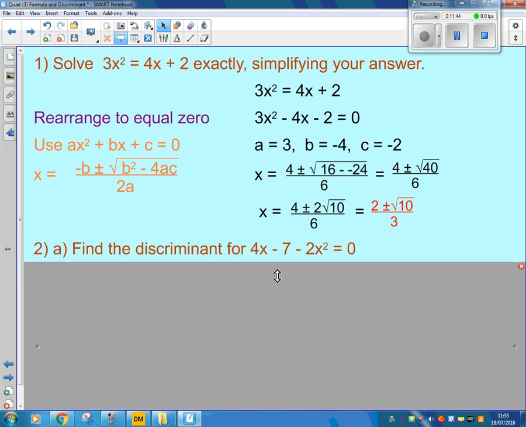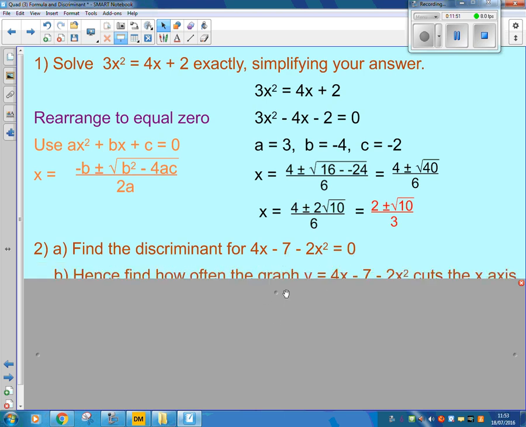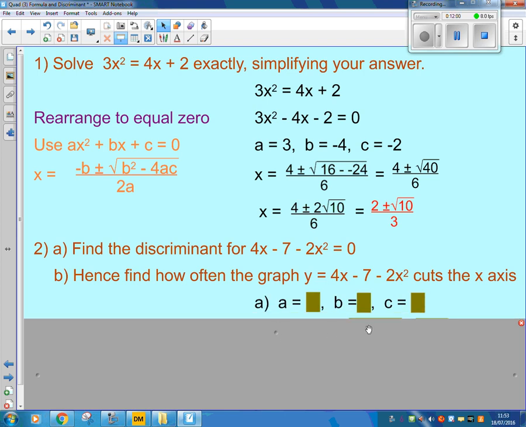Okay, next question. Find the discriminant for 4x minus 7 minus 2x squared equals 0. Hence find how often the graph y equals 4x minus 7 minus 2x squared cuts the x-axis. Okay, the discriminant, b squared minus 4ac. Be really careful. It's not the order the numbers are written down. A is the coefficient of x squared, so a is minus 2. B is 4 because it's 4x. And c is minus 7.